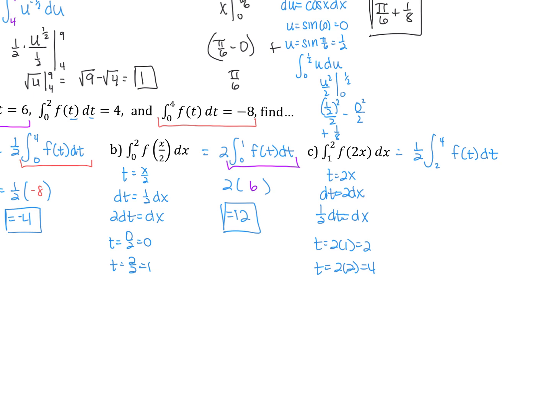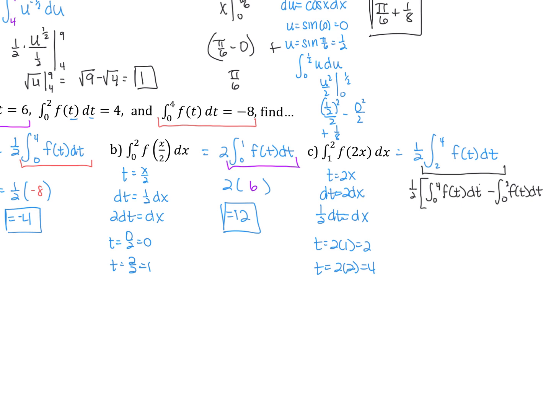Great. But it's a bit problematic. Why? I don't have an integral from 2 to 4. I have an integral from 0 to 2 and 0 to 4. So can I use my properties to be able to come up with that integral? Hopefully what you realize is that this integral here can be rewritten to be the integral from 0 to 4 of f of t dt minus the integral from 0 to 2 of f of t dt.